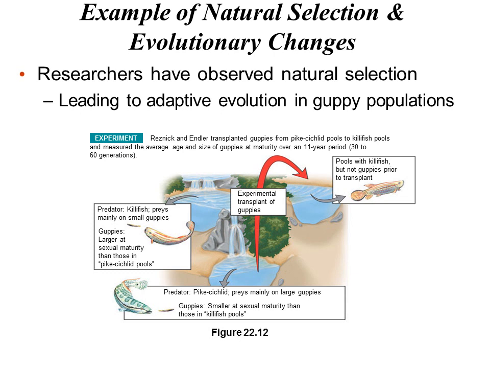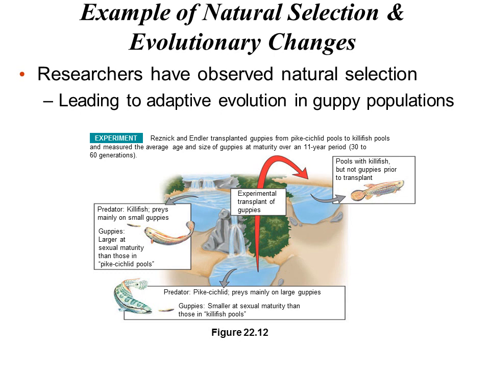Guppies that live in different environments are different sizes at sexual maturity based on the predator. Pike cichlids prey on large sexually mature guppies, while killifish prey on small sexually mature guppies. So when the predator in the environment is pike cichlid, the guppies are small. While when the predator in the environment is killifish, the guppies are large to avoid being eaten.